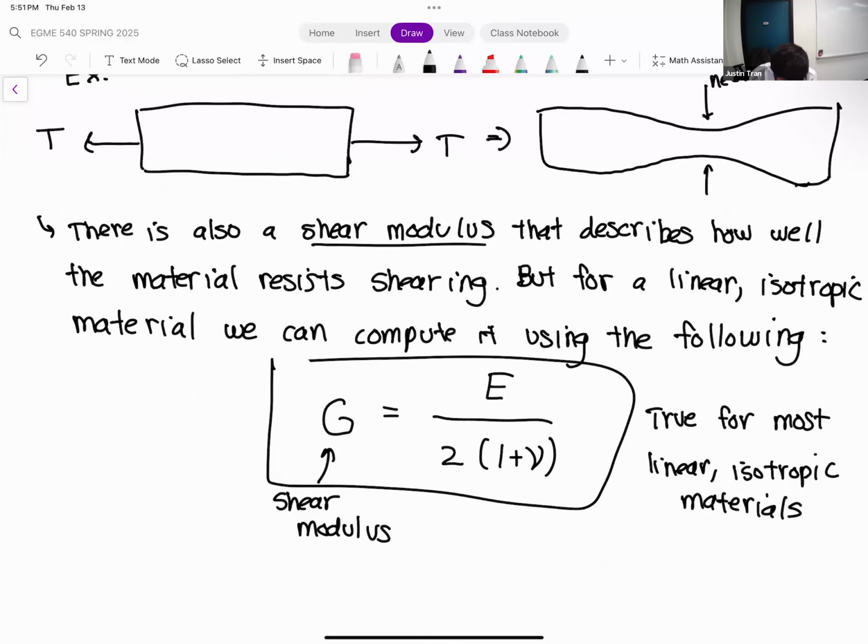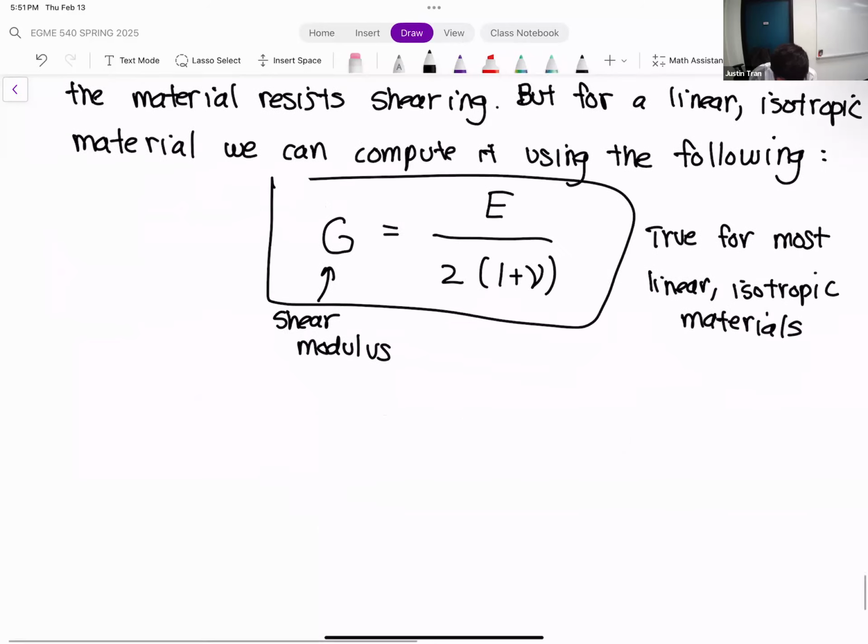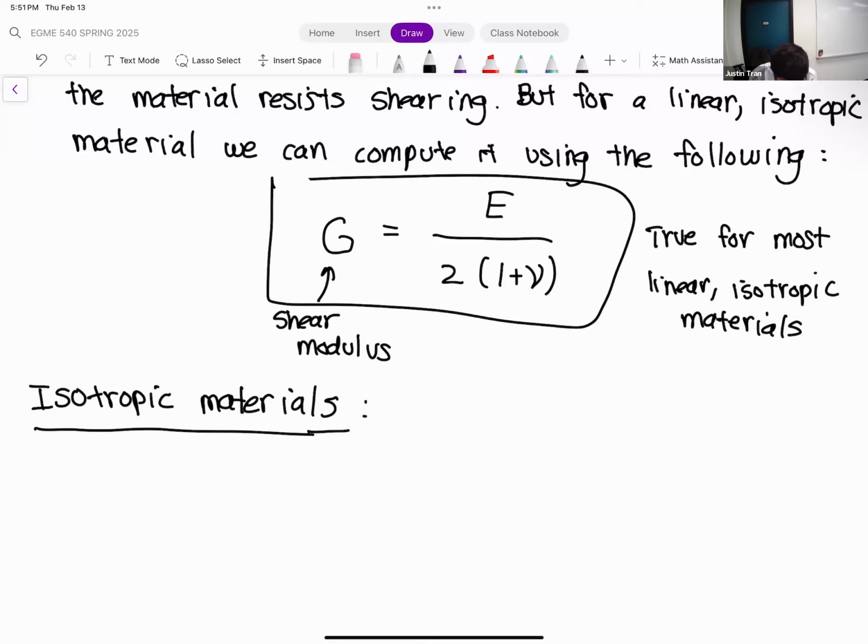Okay, so I've been throwing this term around today called isotropic, and so let's talk a bit more about what that means. We mentioned it in the activity last week as well. Isotropic basically means that the material's behavior is going to be the same in any direction.